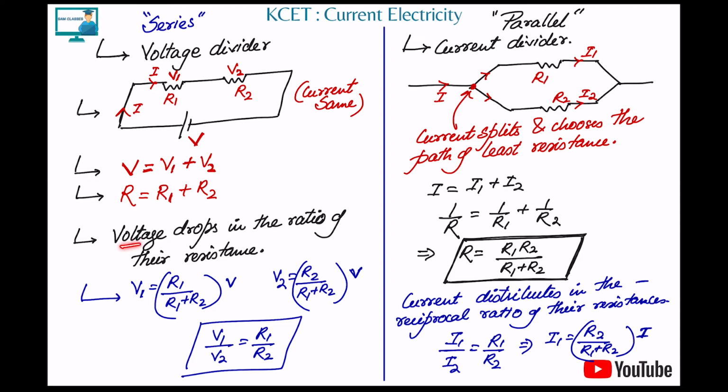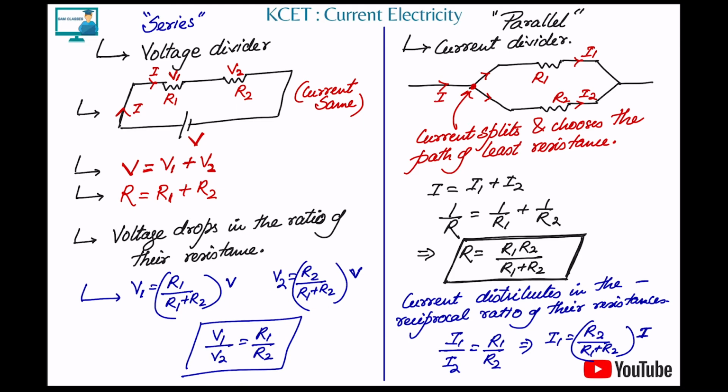Now, whenever a current goes through a resistor, voltage drops here. How much voltage will drop? V is equal to IR. If you know the current flowing here and the resistance, you can find the voltage on each. So V1 is equal to R1 by the total resistance R1 plus R2, into the total potential. Same thing for V2 also. A lot of questions will be solved by V1 by V2 is equal to R1 by R2. They follow this ratio relation.